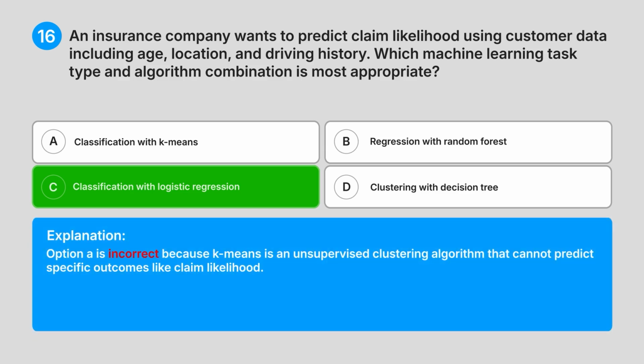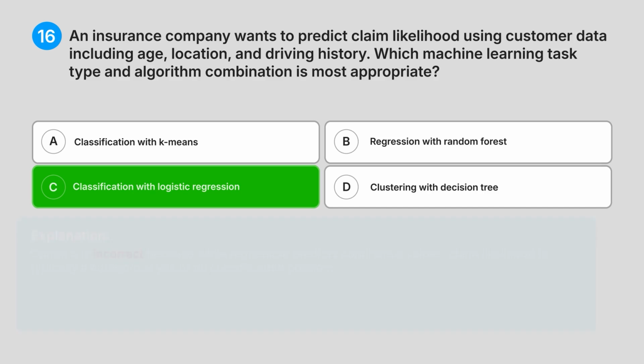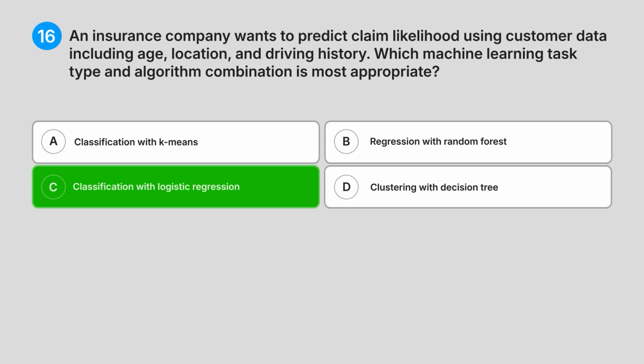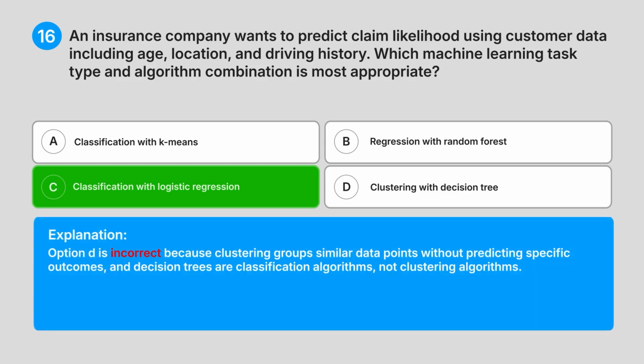Option A is incorrect because k-means is an unsupervised clustering algorithm that cannot predict specific outcomes like claim likelihood. Option B is incorrect because while regression predicts continuous values, claim likelihood is typically a categorical yes or no classification problem. Option D is incorrect because clustering groups similar data points without predicting specific outcomes, and decision trees are classification algorithms, not clustering algorithms.